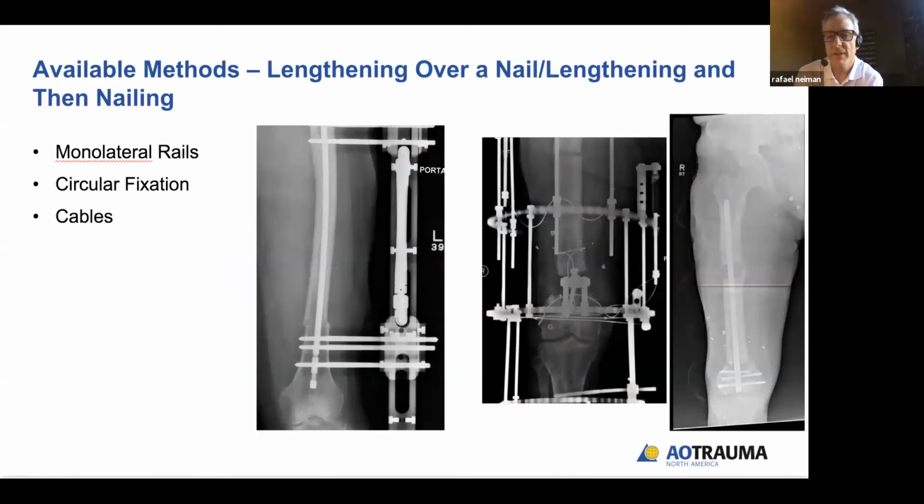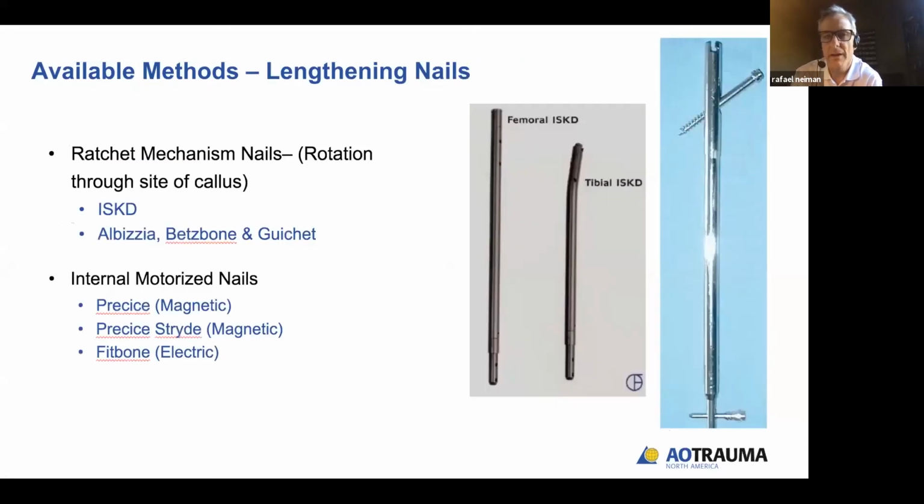And then he showed us some of the other techniques which will reduce the amount of time that you're in those frames, because the frames have a significant complication rate on their own. So adding other devices to your frame, such as a rod in this case, or a plate, or using cables to assist in your transport, these are the ways of shortening the time in your frame. Steve then just went into all the internal devices and the evolution of those.